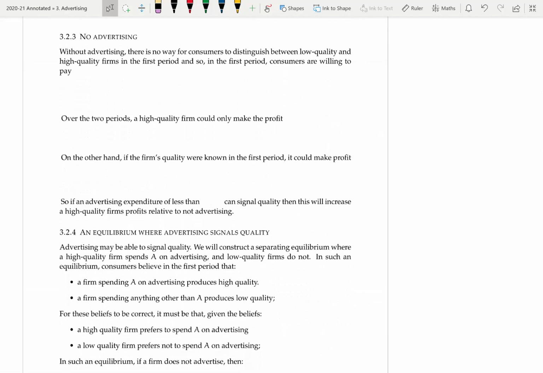Let's first look at the case where there is no advertising. Without advertising, there's no way for consumers to distinguish between low quality and high quality firms in the first period. And so in the first period, what are consumers willing to pay? Well, let's just remember that the good can be either worth 0 to consumers or 1. If it's high quality, which they believe the good is with probability lambda, they're willing to pay 1. If it's low quality, which has probability 1 minus lambda, they're willing to pay 0. So the expected willingness to pay is 1 minus lambda times 0 plus lambda times 1, which is just lambda.